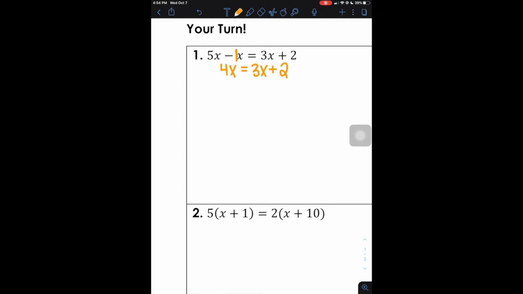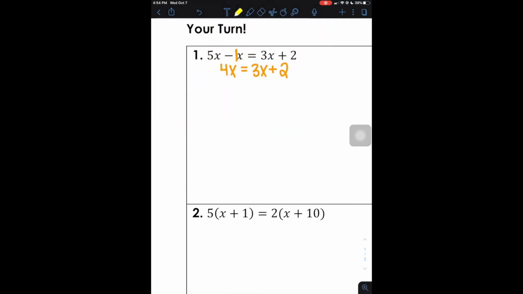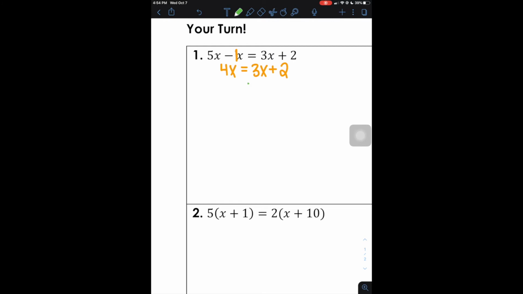So now my goal is to get x by itself. I'm trying to isolate x. So I'm going to subtract 3x from both sides. And I'm doing this because I understand that this 3x right here has an understood plus in front of it. So I'm doing the inverse operation from page, I think it's page 3 up there.